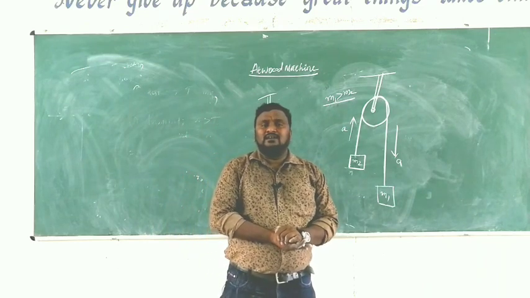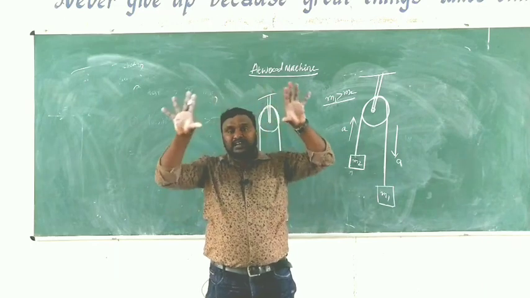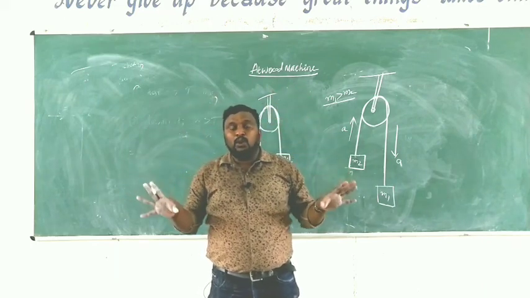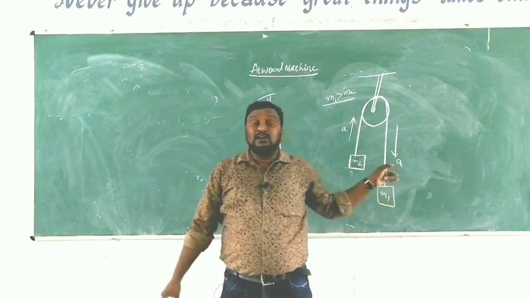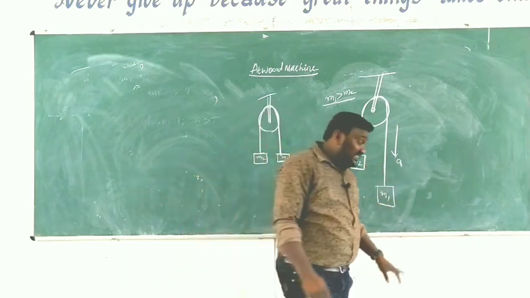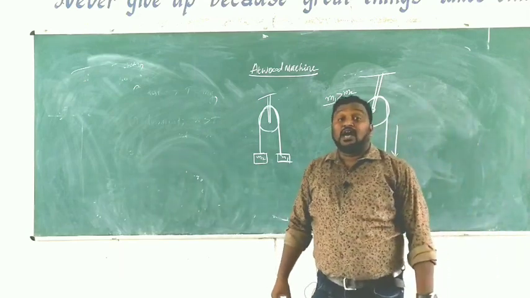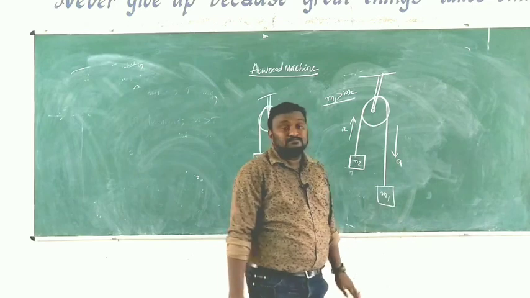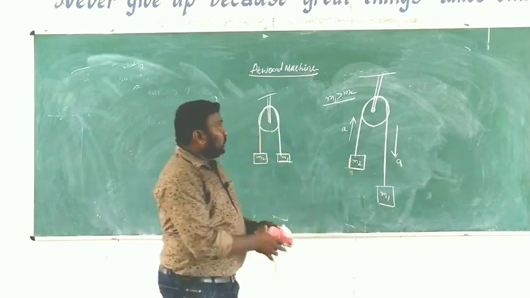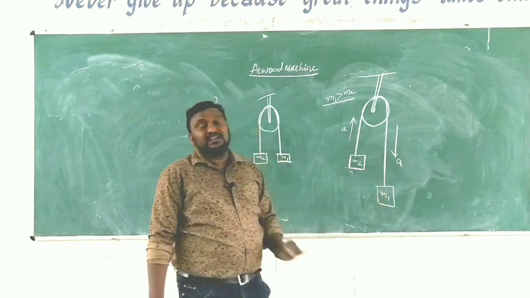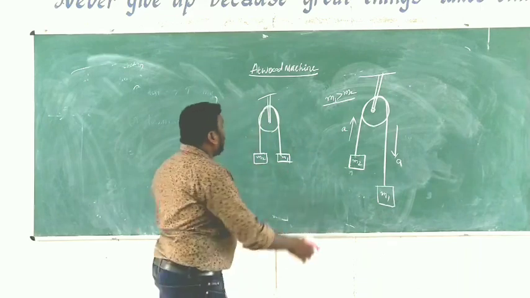That means when two objects are connected to a rope that passes over a pulley, both objects move with uniform acceleration, that is A. So in this case, we want to derive an expression for the acceleration of the system and the tension of the rope. Here we are using only one rope, so the tension acting on this side is the same as on that side. Okay, let us see now.